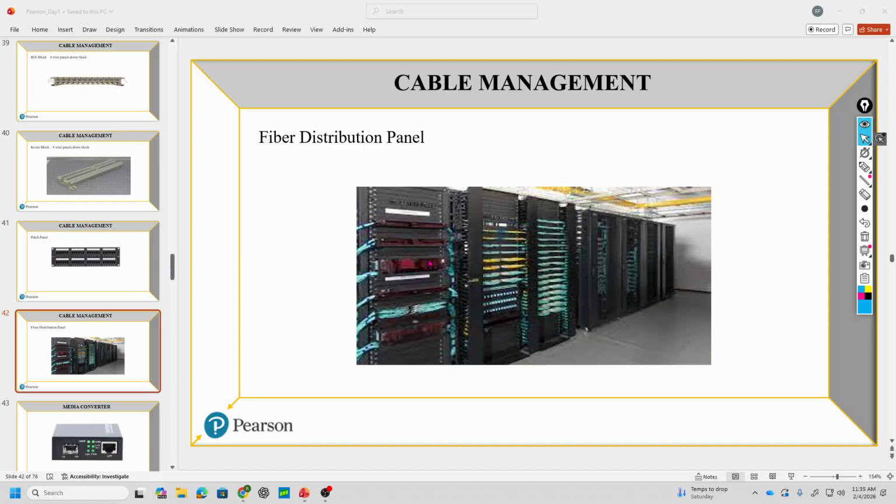Here's an example of a fiber distribution panel down in the data center. So you see all the fiber up top and then coming in here, different colors depending upon what that particular fiber is and what the data is that it's moving. So you can use different colors to help you in your management of it.